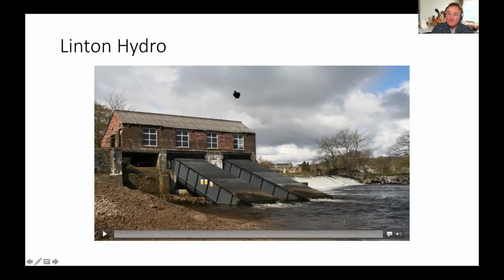So let's have a look at our first bit of film. This is a shorter piece which looks over this area, coming as far as the hydro itself. Because there's no talking on this, it's just some music.